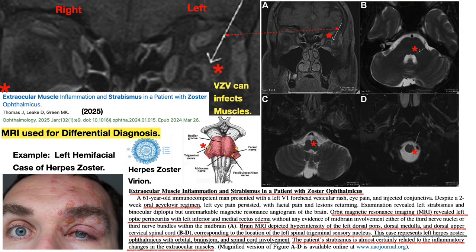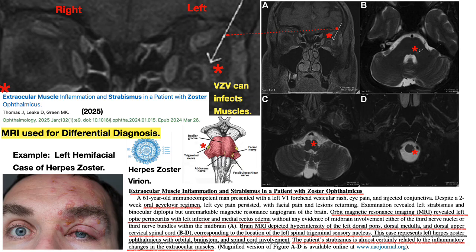How can the reactivations of HSV-1 and/or VZV in cranial nerves alter ocular movements? This 2025 paper reports an unusual infection or inflammation of extraocular muscle to produce strabismus.